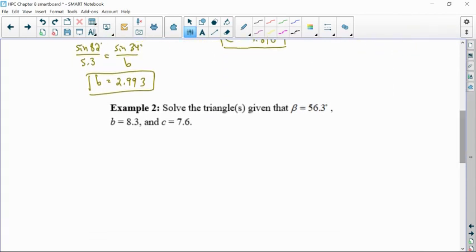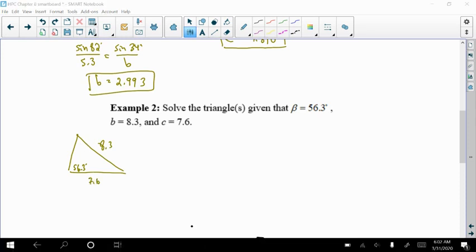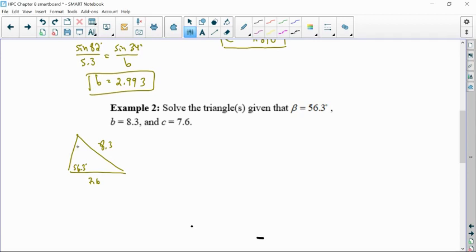So let's see. Always got to be careful if it's side-side angle. So beta is 56.3. So I'm going to put that right here. That means opposite it is 8.3. 7.6 I'll put here, which means gamma is up here. Sorry. And that means alpha is here, and this is A. So let's take a look at that order.